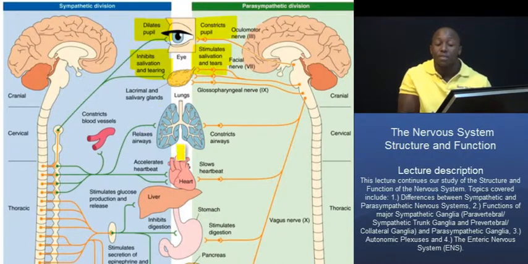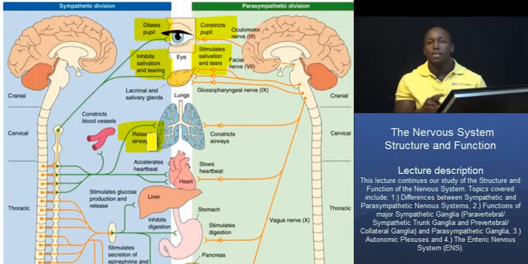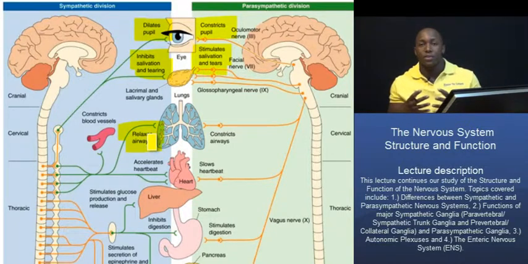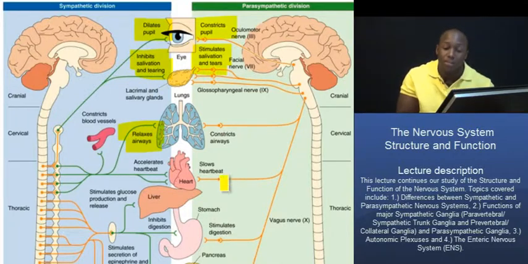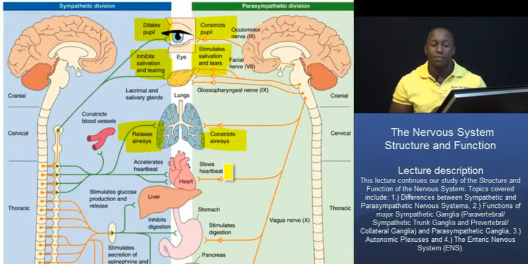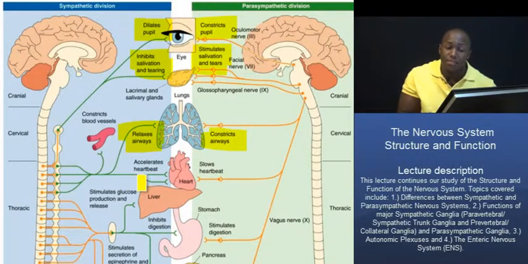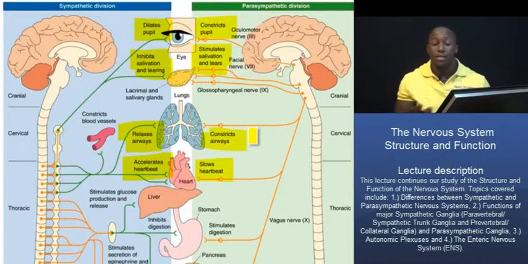Now, as far as the lungs are concerned, the sympathetic system will cause your airways to relax, and it will do so just to increase your ventilation rate, to increase the amount of oxygen that's been taken into your system. Again, a fight or flight response. On the flip side, the parasympathetic system will function to constrict those airways and reduce the airflow. Now, as far as the heart is concerned, you can expect that the sympathetic system will accelerate the rate of your heart, and the parasympathetic system will slow it down.